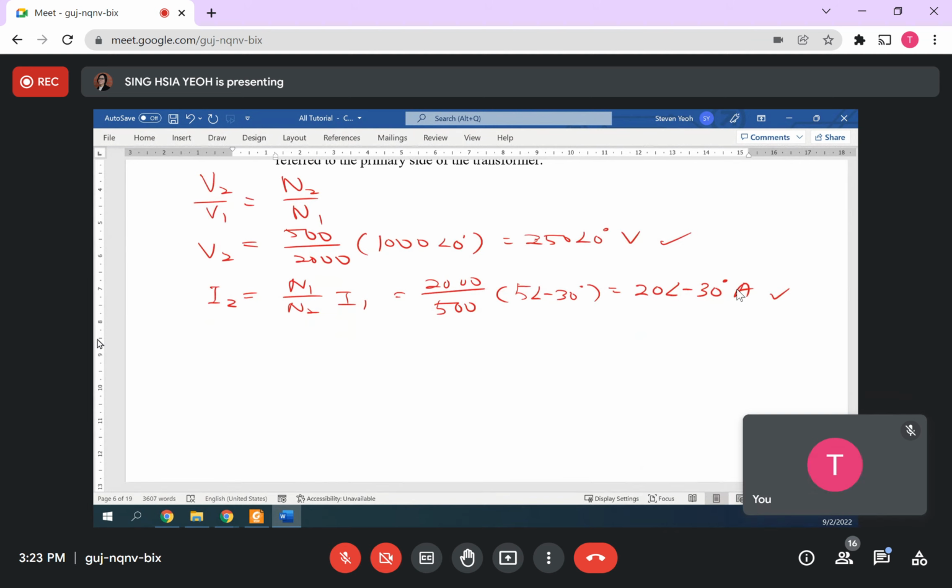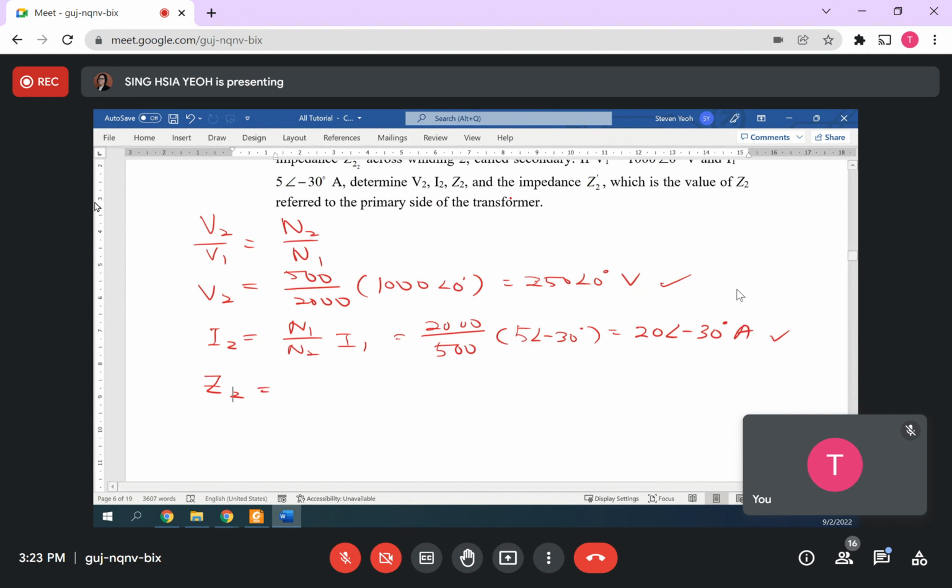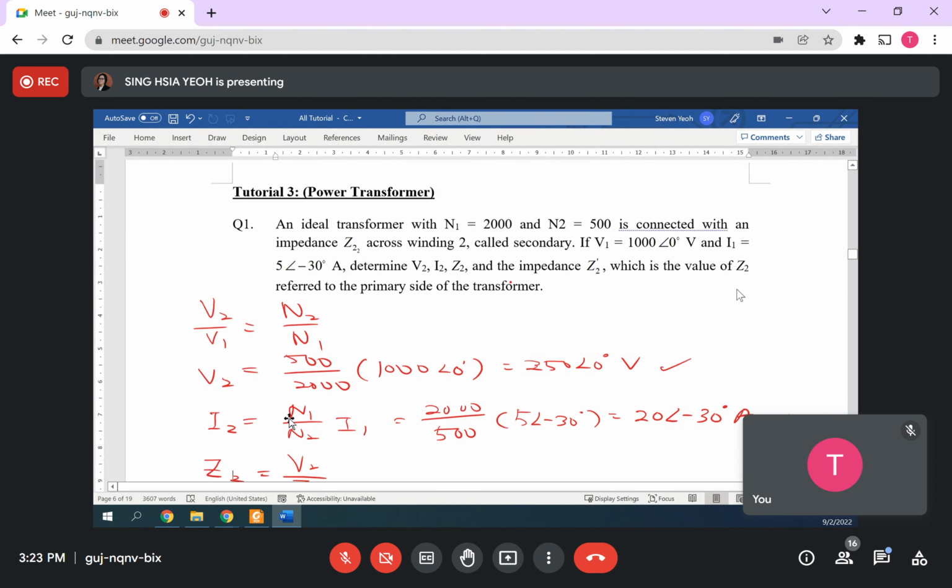Okay, and I2. Then Z2, so you want to know the impedance too, then you can use V2 over I2, voltage at the secondary divided by current at the secondary.